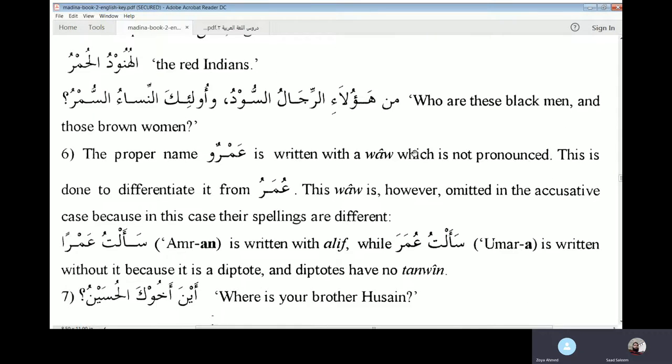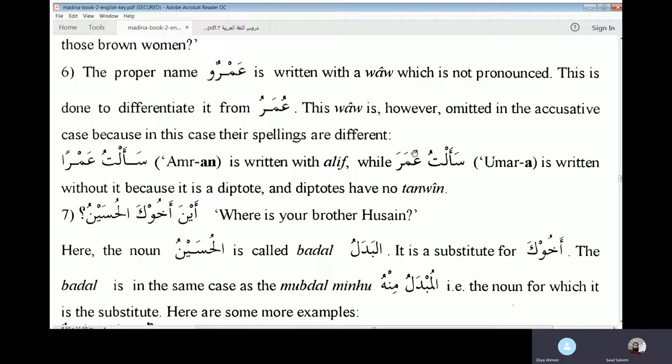The proper noun Amrun is written with a vowel letter which is not pronounced. This is done to differentiate it from Umar. This vowel is however omitted in the accusative case because in this case their spellings are different. Amran is written with alif while Umara is written without it because it is a diptote, and diptotes have no tanween.